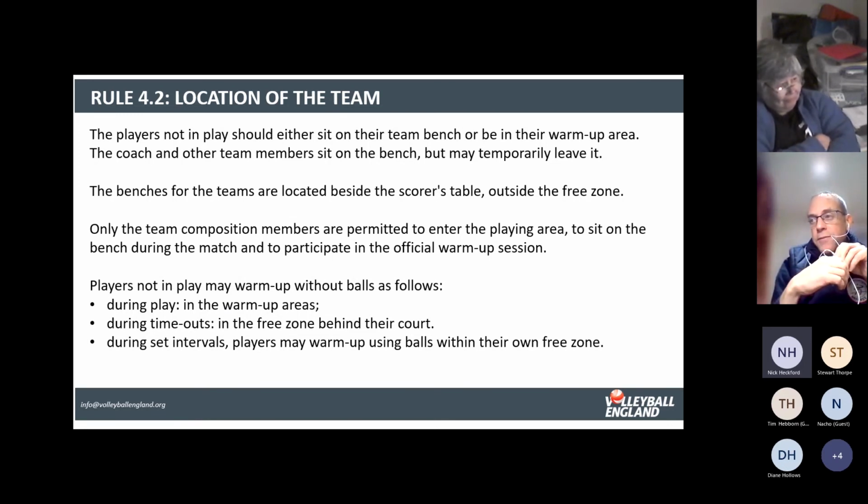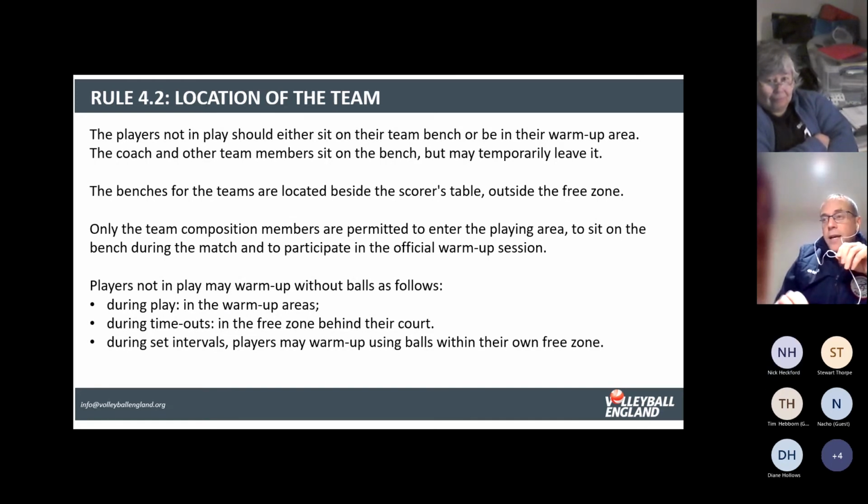They are not allowed to have a ball in the warm-up area, but they are allowed to get them out of the ball cart and use them during the set intervals. Try not to allow them to use match balls. Make sure it's a practice ball. Then you won't lose track of it, and you won't lose it as you go through the game.